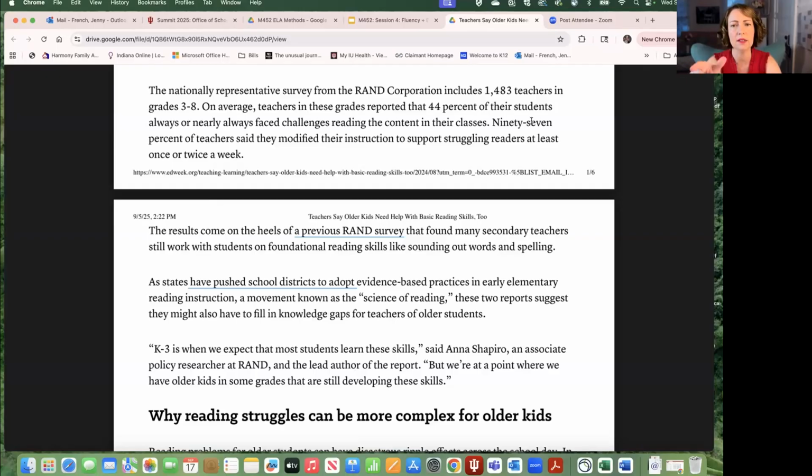It's not an inconsistency. We can say the numerals when we're talking about percents, except if it's at the beginning of a sentence. 97% of teachers said they modified their instruction to support struggling readers at least once or twice a week. Modified means kind of changed or adapted. All right, so let's now read this together.